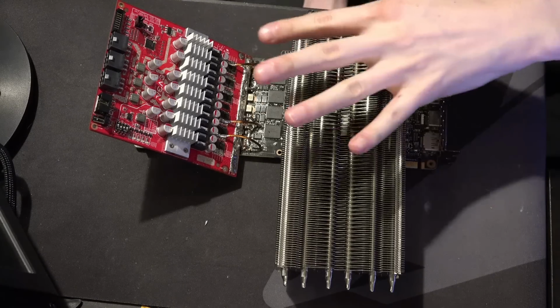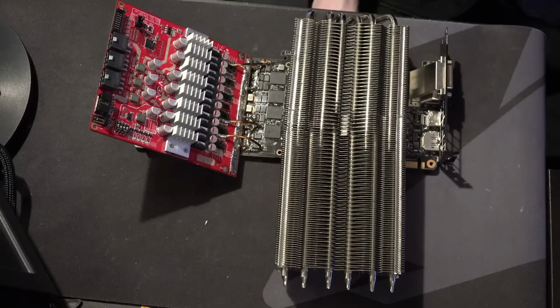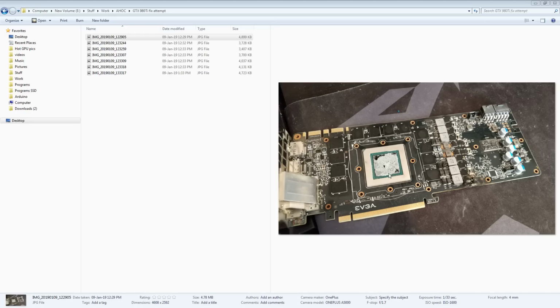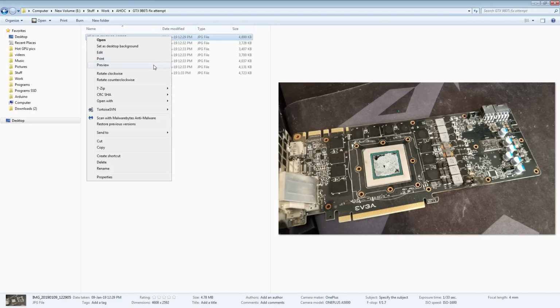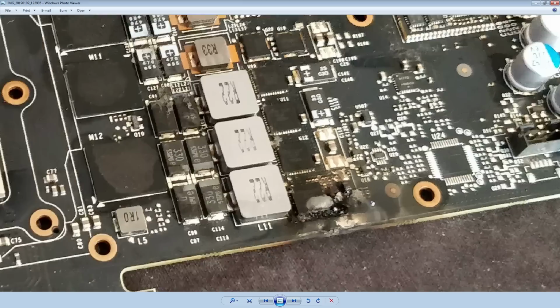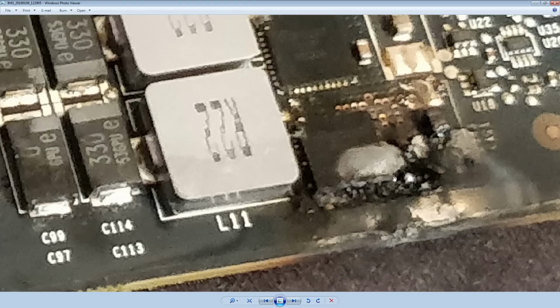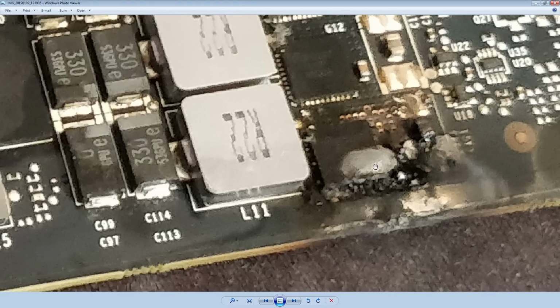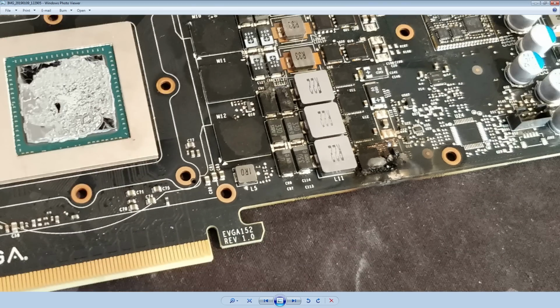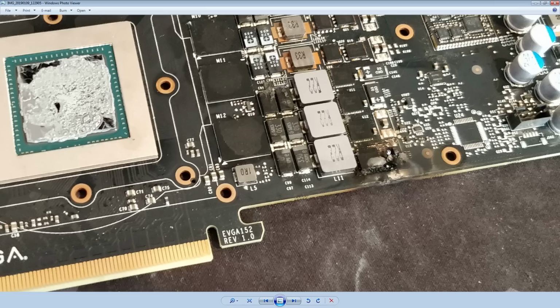So before we take a look at the current condition in more detail of the card, let's take a look at how the card turned up. So this is what the card looked like when I first got it, right? So we can clearly see that power stage right there, yeah, it ate it. So completely nuked power stage right here.